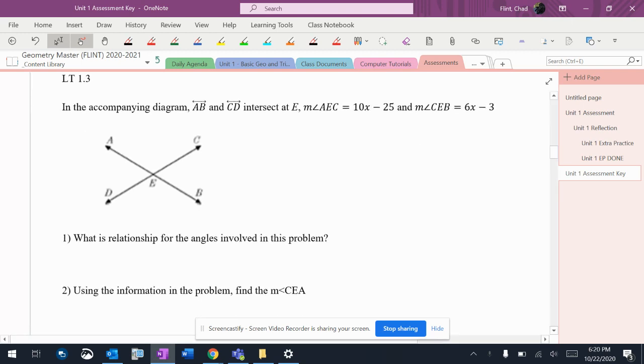Okay, so looking at this diagram, I see an X. So hopefully I'm thinking maybe there's some vertical angles someplace and some other things like that. Just trying to get an idea of what goes on. So I want to try to hone in on what it's telling me. So there's AEC, there's CEB, like that. Okay, so there's those two.